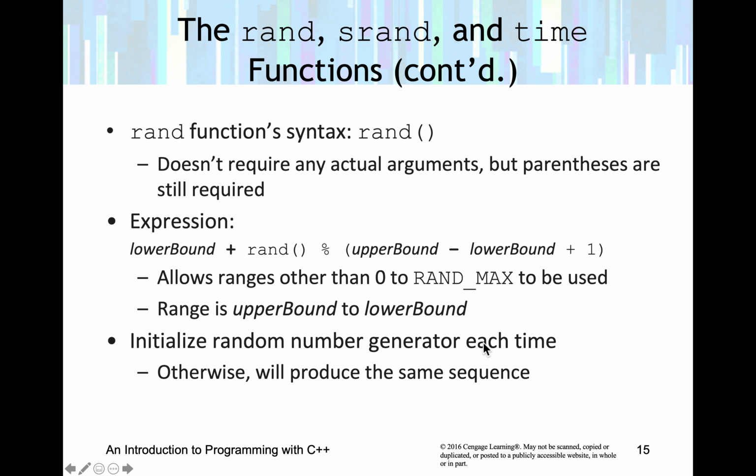Initialize random number generator each time, otherwise it's going to produce the same sequence. If we don't initialize the random number generator, then every time you run the program, you're going to get exactly the same value. So if the first time you run it, you get a 3, the next time you're going to get a 3, the next time you're going to get a 3.